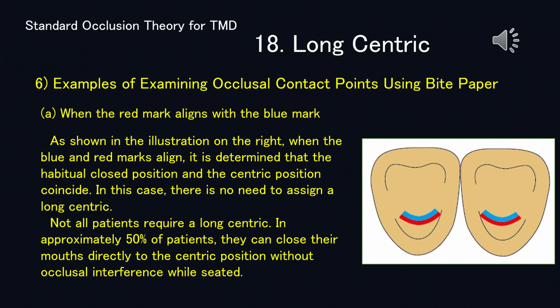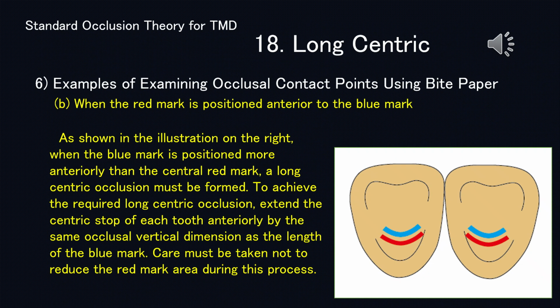6. Examples of examining occlusal contact points using bite paper. A. When the red mark aligns with the blue mark. As shown in the illustration on the right, when the blue and red marks align, it is determined that the habitual closed position and the centric position coincide. In this case, there is no need to assign a long centric. Not all patients require a long centric. In approximately 50% of patients, they can close their mouths directly to the centric position without occlusal interference while seated.